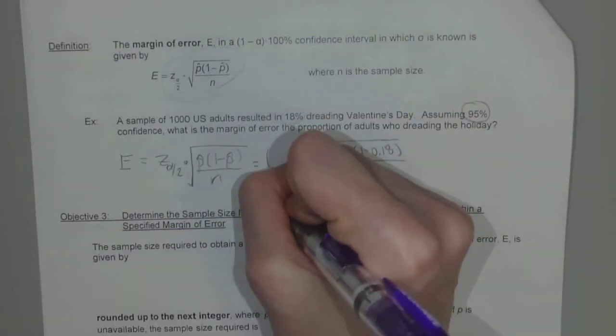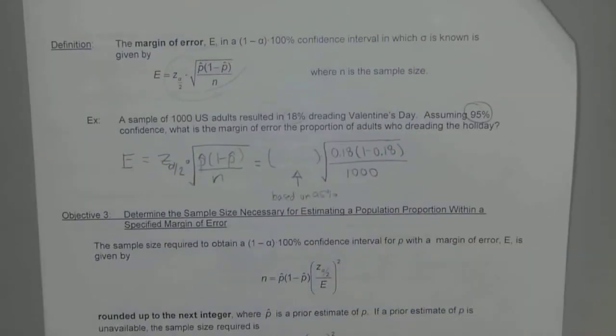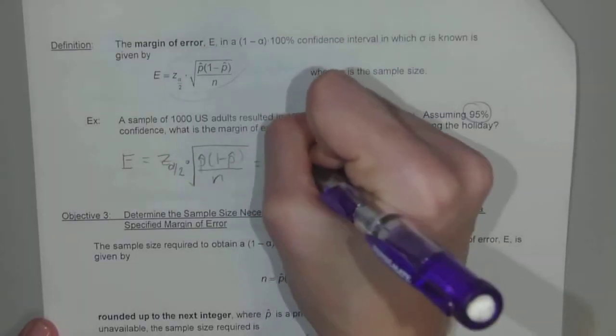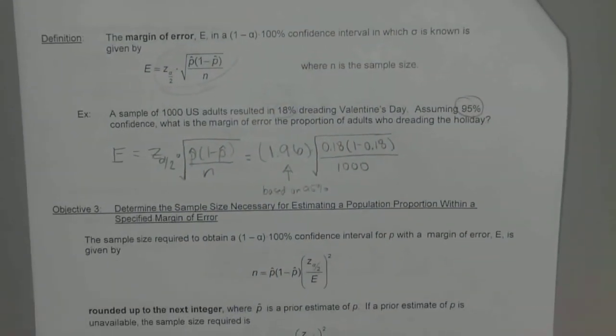Z alpha over 2 is based on 95% confidence, and that's one of those common ones. So what can you do? You can flip to page 2, guys, and look at the Z critical value for 95% confidence. He was the one that was perfectly 1.96. So sometimes they don't want the whole interval, they just want to give or take the margin of error.